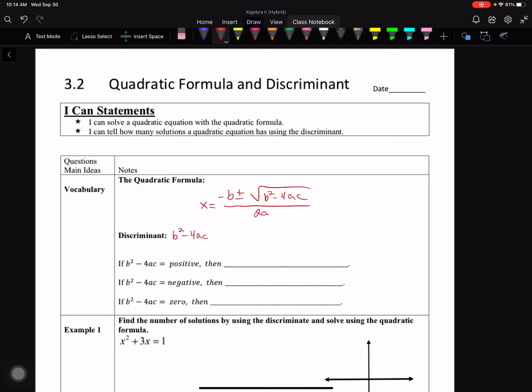One thing the discriminant does is it'll tell you how many solutions you'll have. So if you find your discriminant and it's positive, then you will have two real solutions. If you find your discriminant and it's a negative number, you will have two imaginary solutions. And if you find your discriminant and it is exactly 0, then you have one real solution. So let's put both of these to work.